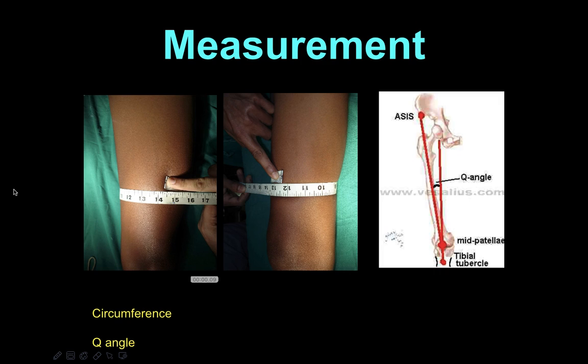What is the Q angle? It is the angle between the line from the center point of the patella to the anterior superior iliac spine and the mechanical axis, which is a straight line from the center of the patella to the center of the hip joint. So if there is genu valgum deformity, then the Q angle will increase, and if there is genu varum deformity, then the Q angle will decrease.